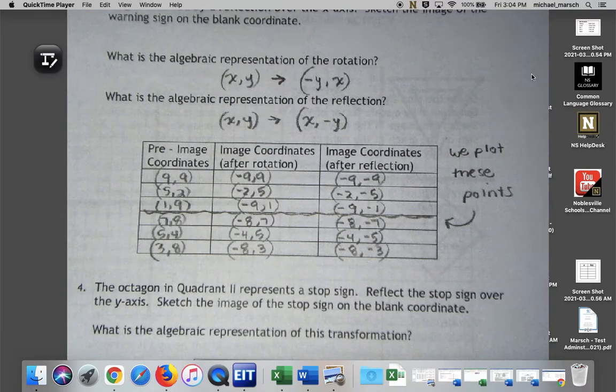Remember, this is a compound transformation because we have more than one. We did two things to the original pre-image.